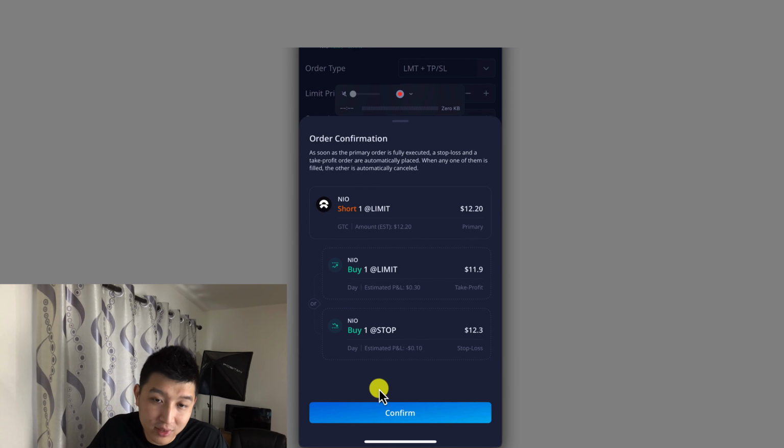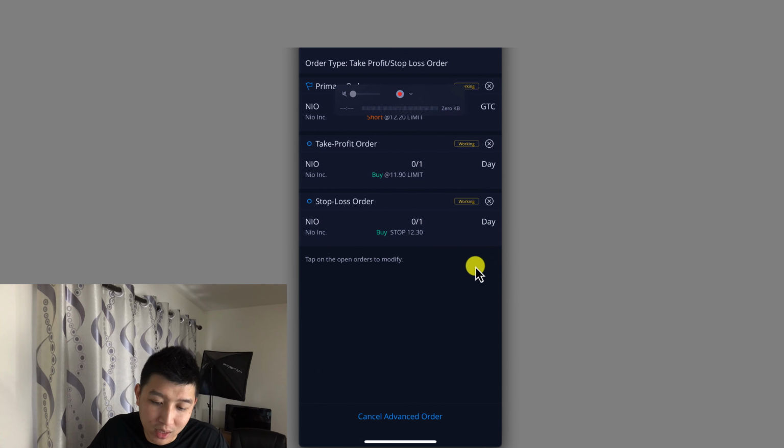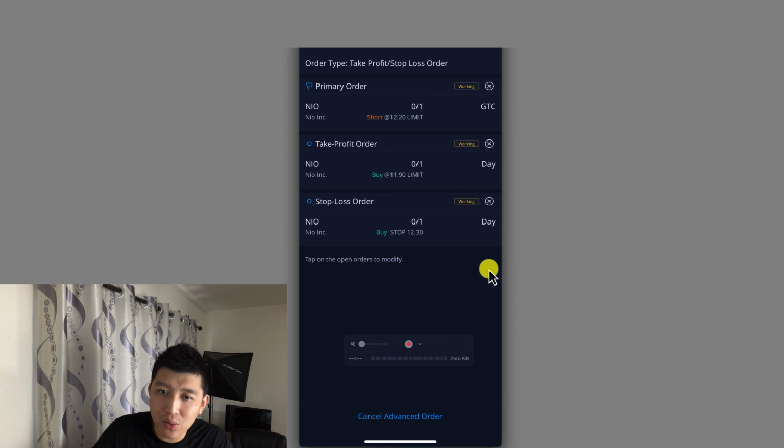So short. Obviously this is not going to go through. As soon as the primary order is fully executed, a stop loss and a take profit order are automatically placed. When one of them is filled, the other is automatically canceled. I'm just going to hit confirm. This is not going to go through; it's just going to be a working order. As you can tell right here, it's in the working orders. So that's basically how you set it up.